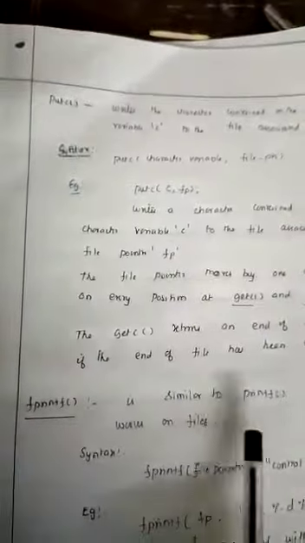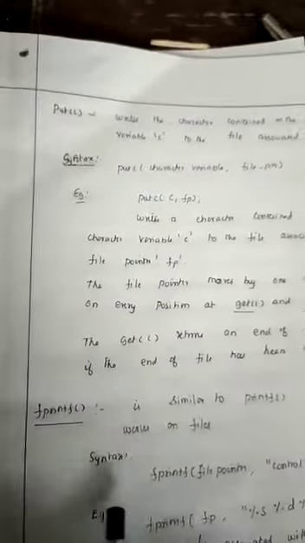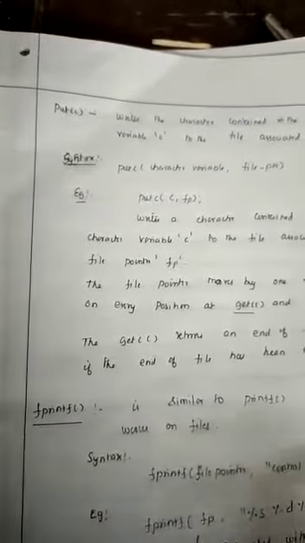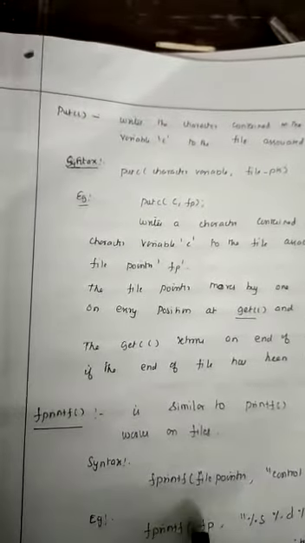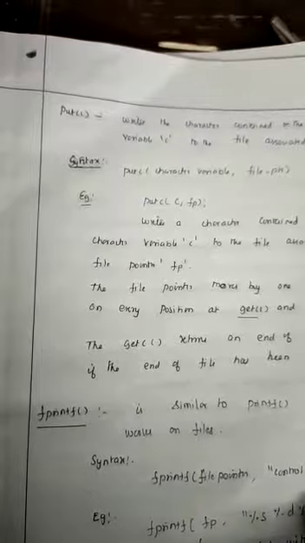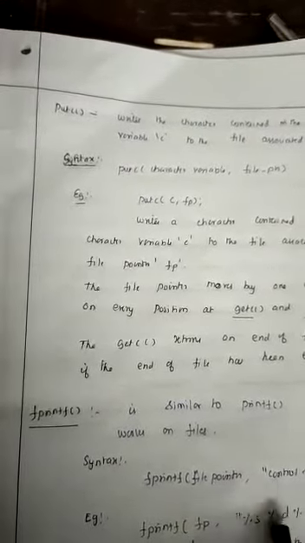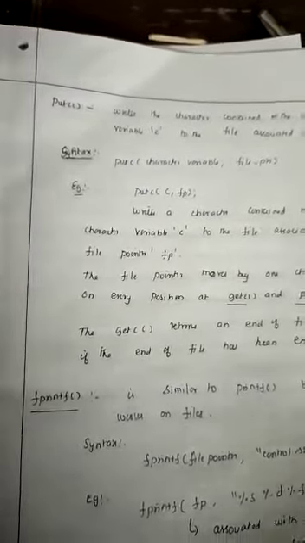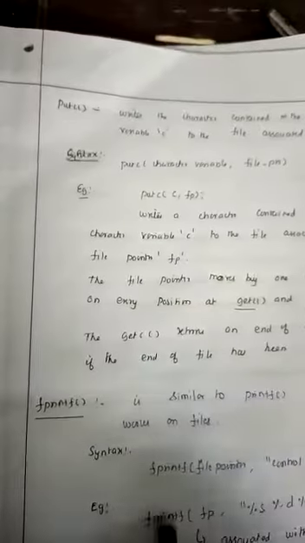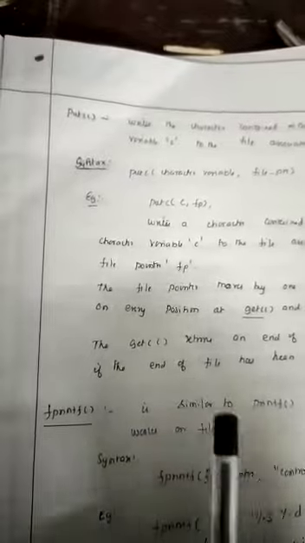fprintf is similar to printf, but fprintf writes to the file. fprintf has three parameters: file pointer, control string, and list of arguments. fprintf(fp, ...): here we are going to write three variables, one is a string, another is an integer, and another is a float. It is the same as printf, only it takes one more parameter, the file pointer fp.